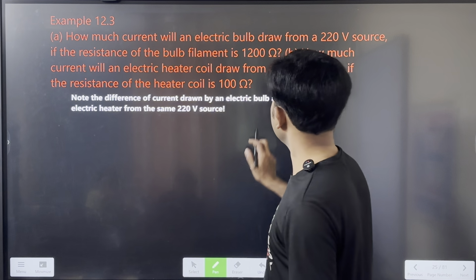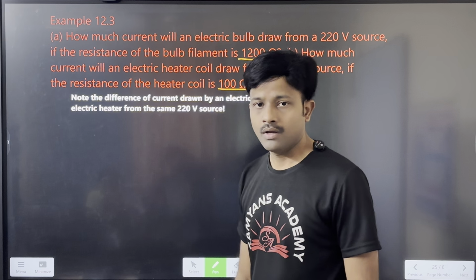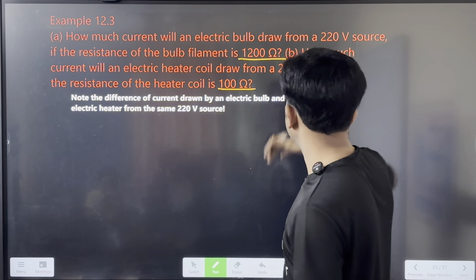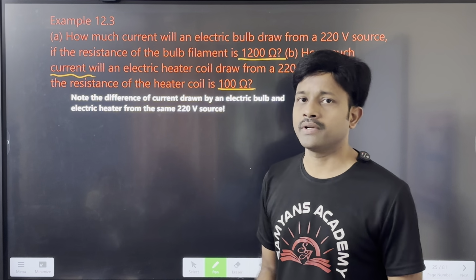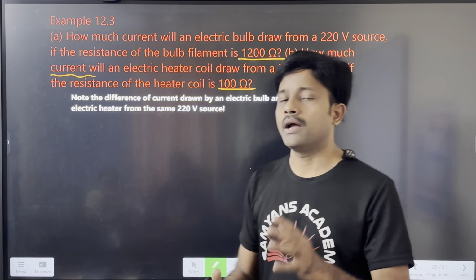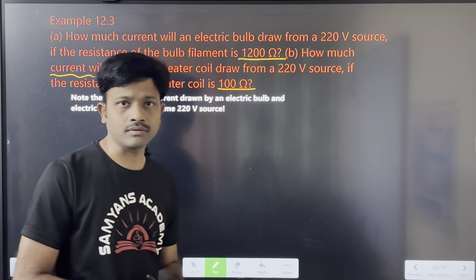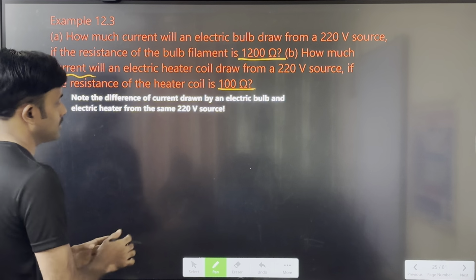One is 1200 ohm, and the other one is 100 ohm. Okay, and we have to find the current value. Already you know that if the resistance value is more, the flow of electric charge is less, and it has lower current values. Yes or no? Now you see, how do we calculate this?